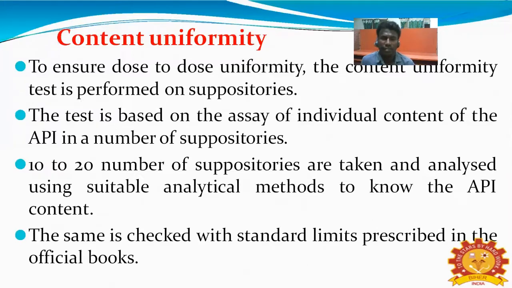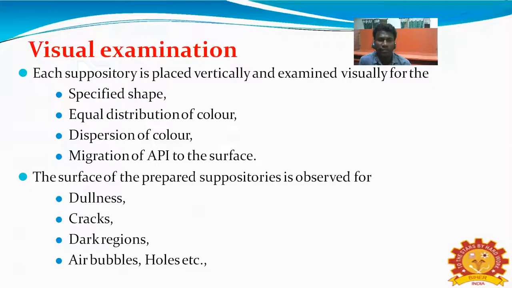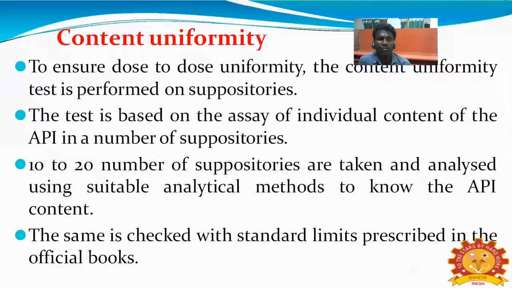Next, go to content uniformity. We already discussed content uniformity and the difference between weight variation and content uniformity. There is a small variation between content uniformity and weight variation; content uniformity ensures dose-to-dose uniformity. The content uniformity test is performed on the prepared suppository, based on the assay of the individual content of the API.